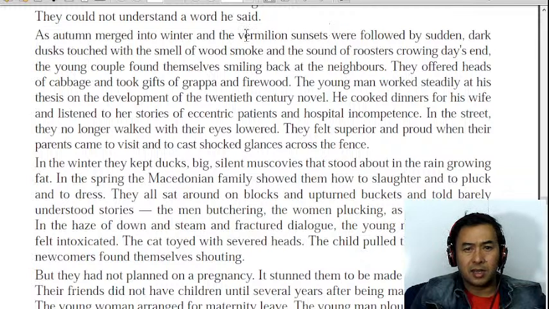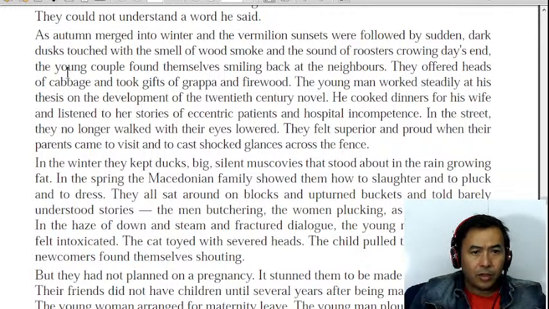There's a sunset, and the sky has turned vermilion, a reddish color, and it has started getting dark, and people started cooking. So there was a smell of wood smoke, and there were also some roosters crowing at the end of the day. Maybe it is not the morning sound. The young couple found themselves smiling back at the neighbors.